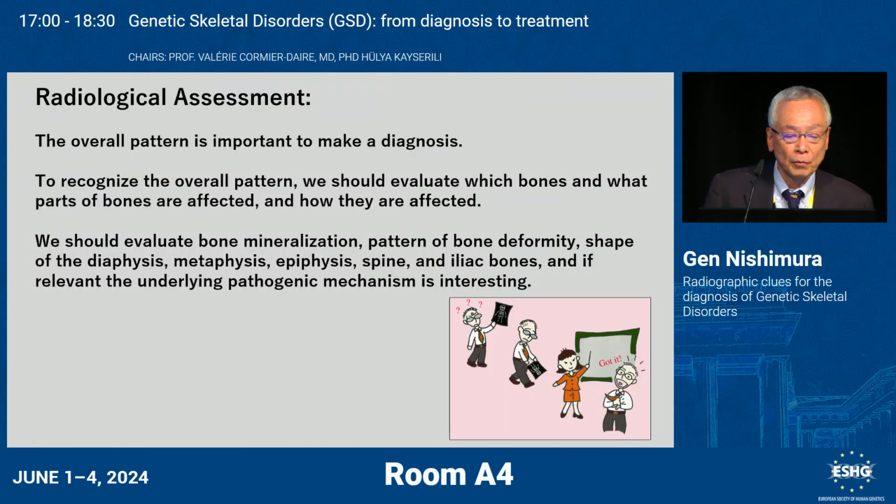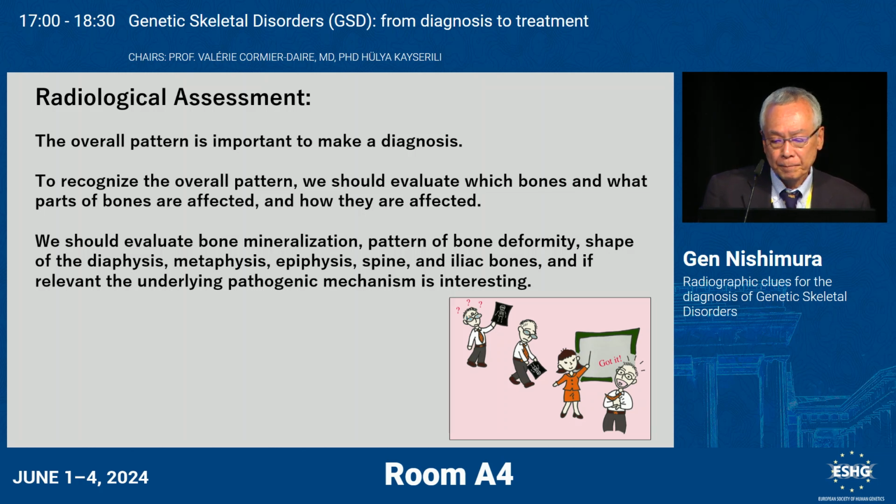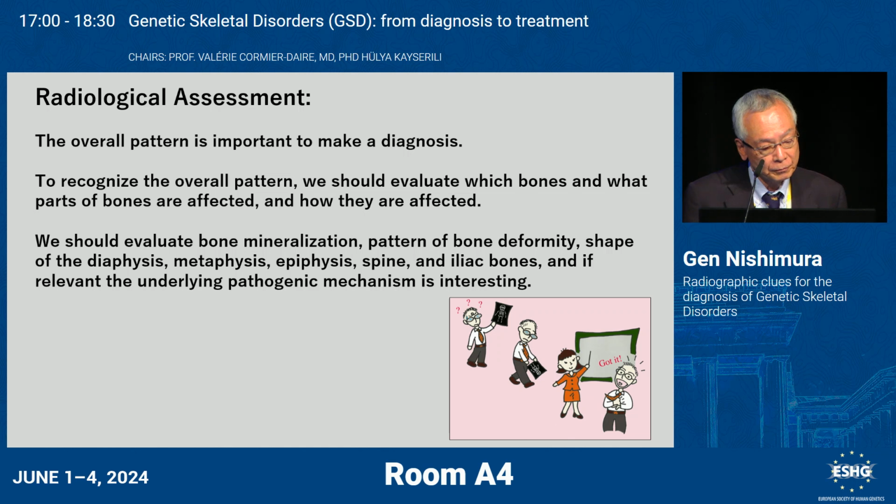To recognize the overall pattern, we should evaluate which bones and what part of bones are affected and how they are affected. We should evaluate bone mineralization, pattern of bone deformity, shape of the diaphysis, metaphysis, epiphysis, spine, and iliac bones, and if relevant, the underlying pathogenic mechanism may be interesting.